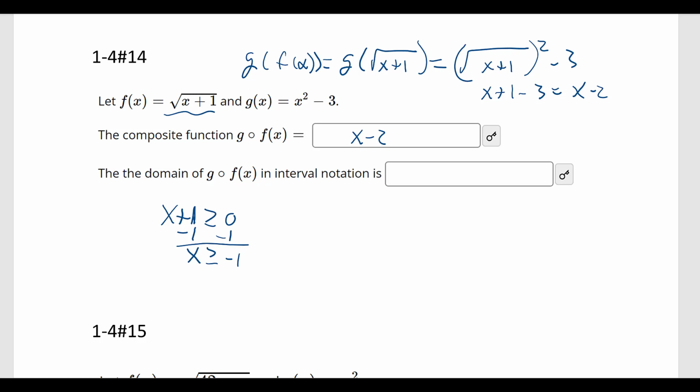And so that's going to be from negative 1 to infinity. It's a bracket there, negative 1 to infinity.